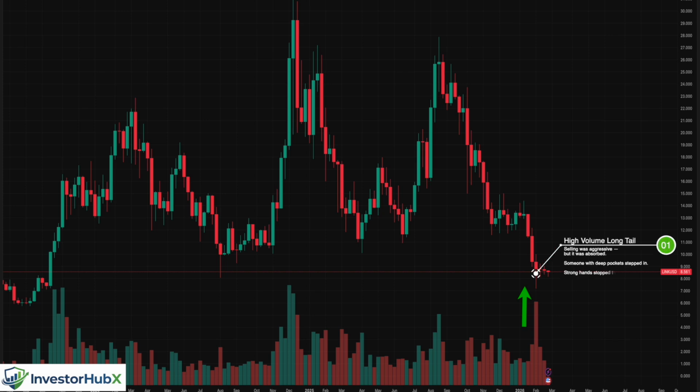Huge volume, long lower wick on a red candle. That tells us something important. Selling was aggressive, but it was absorbed. Someone with deep pockets stepped in. Strong hands stopped the crash. The effort was huge, but the result was limited. That is effort-result divergence. And when this appears at key levels, it often signals absorption by large players.